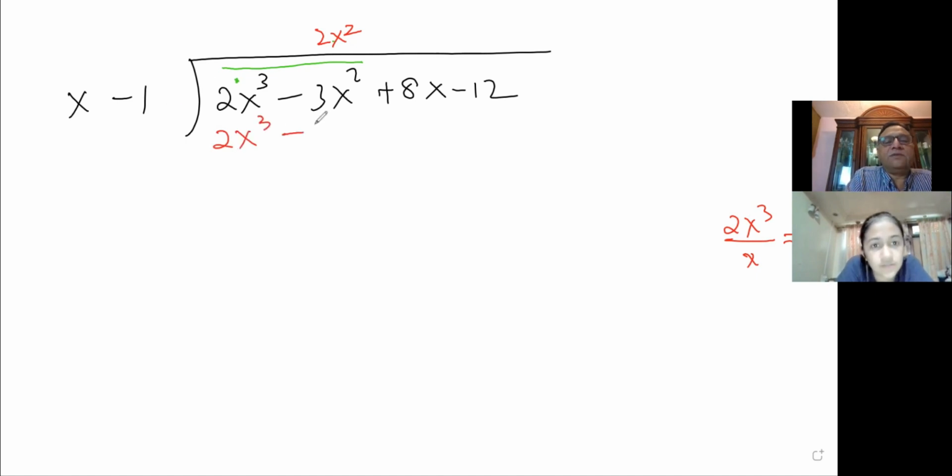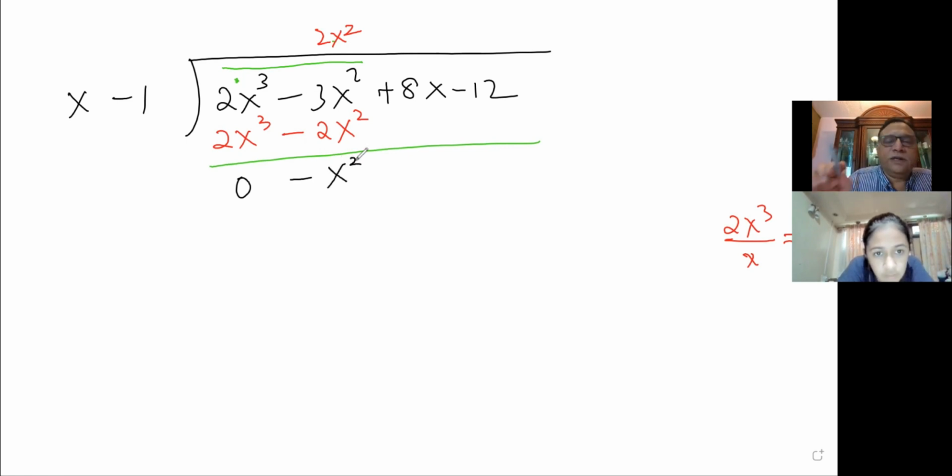1 times this will give me 2x squared, correct? Yes. Now, let's take away. So, when you take away, what do you get? In the column of 2x cubed, we get 0, and here, we'll get 1 minus x squared. So, no need to write 1 minus x squared, correct?